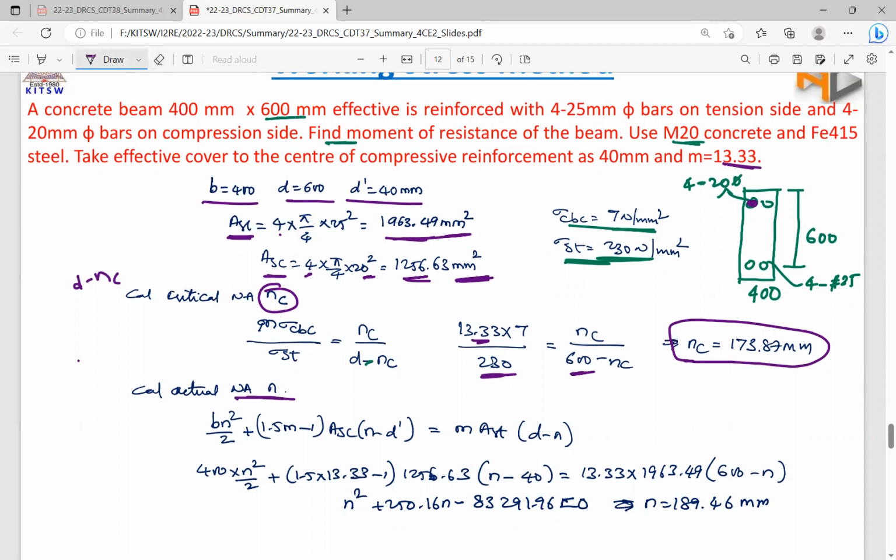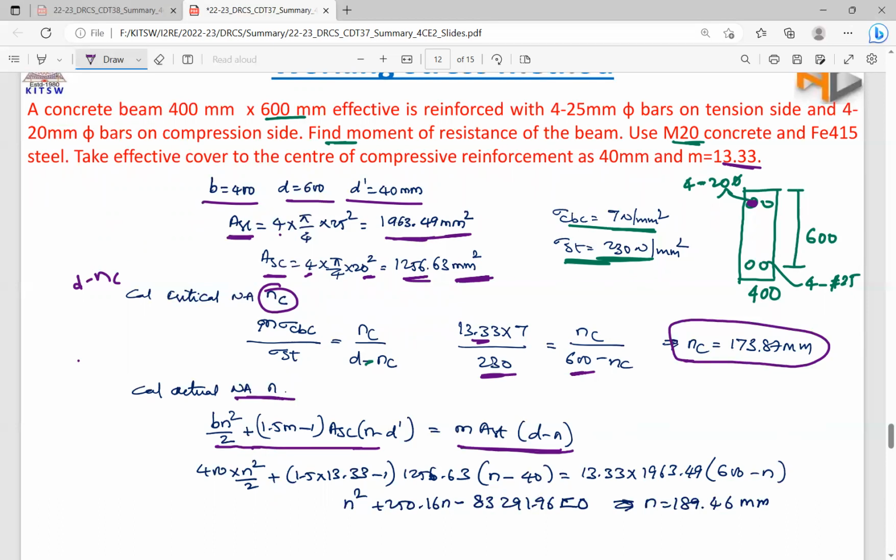If we equate the compression moment of resistance and the tension moment of resistance, then you will get the actual neutral axis depth N.